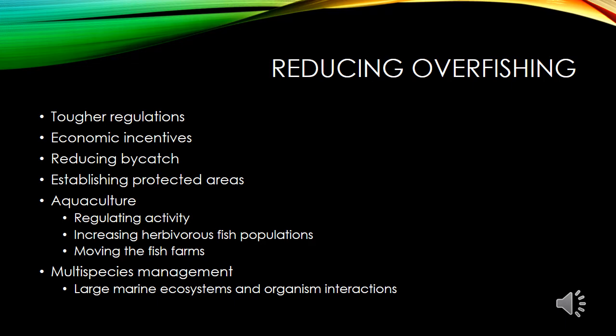In addition, we have this idea called multi-species management. What this is, we take a particular area and we start to regulate it looking at the organismal interactions, the predator-prey interactions, the symbiosis. This allows us to work in a large marine ecosystem. And as of right now, the only place that has been relatively successful with it is an interaction between Japan and China in terms of the Yellow Sea. At that point, that is the most successful example of multi-species management.